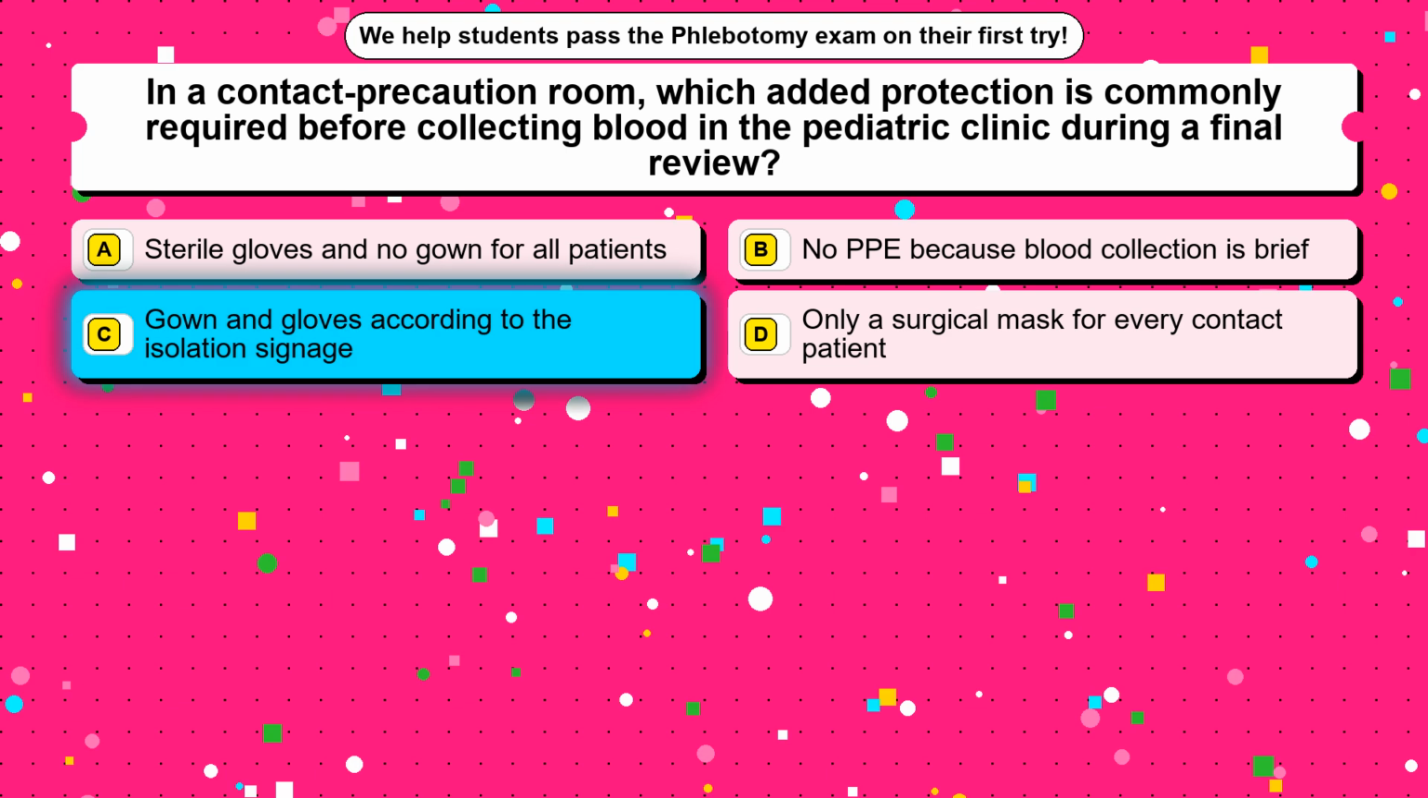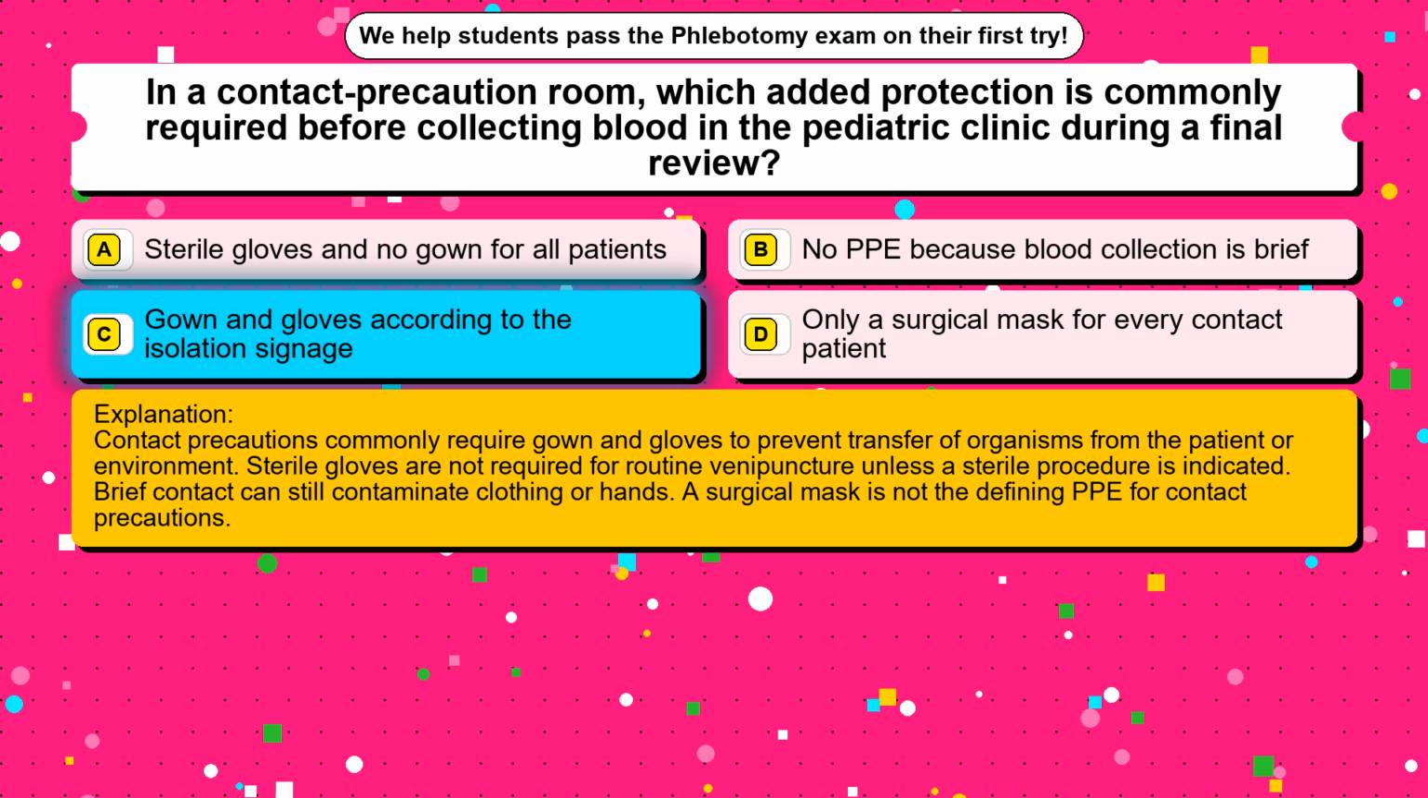The correct answer is option C. Gown and gloves according to the isolation signage. Contact precautions commonly require gown and gloves to prevent transfer of organisms from the patient or environment. Sterile gloves are not required for routine venipuncture unless a sterile procedure is indicated. Brief contact can still contaminate clothing or hands. A surgical mask is not the defining PPE for contact precautions.